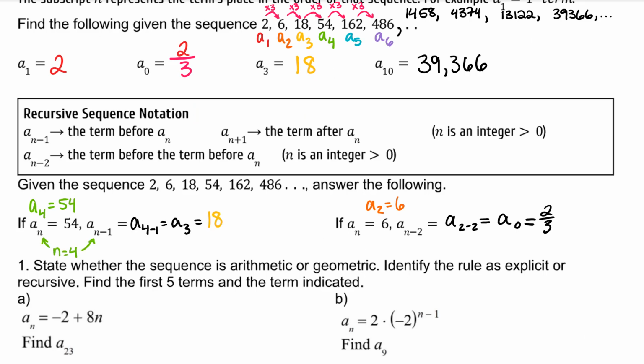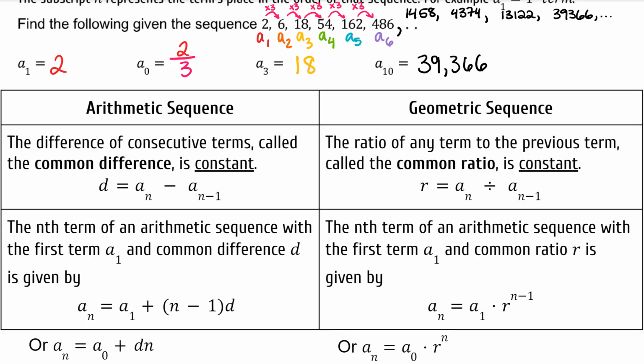State whether the sequence is arithmetic or geometric. Identify the rule as explicit or recursive. Find the first 5 terms and the term indicated. In class, we did an introduction that referred to sequences as arithmetic or geometric. Remember that arithmetic sequences have a common difference and appear linear, and geometric sequences have a common ratio and appear exponential. Here's the form for writing an explicit rule for an arithmetic sequence and a geometric sequence.